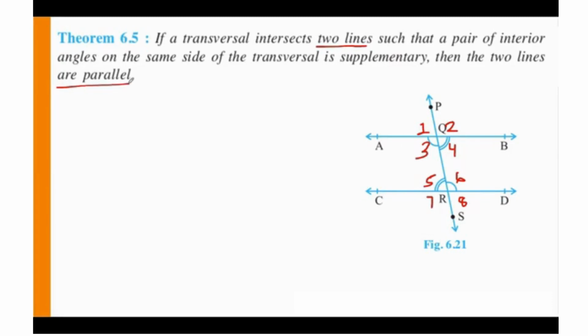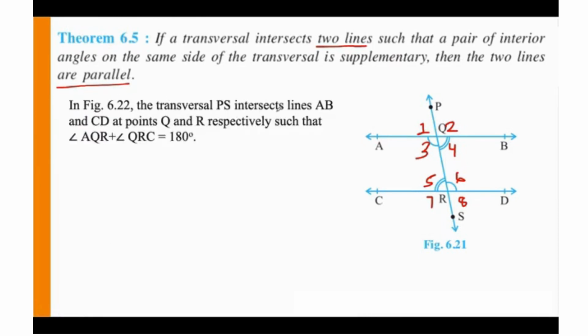So we are proving the opposite of Theorem 6.4. In this figure, the transversal PS intersects AB and CD at Q and R respectively, such that angle AQR, that is angle 3, and angle QRC, that is angle 5, add up to 180 degrees. This is given to us in the question. But what we need to prove is that AB and CD are parallel. If their addition is 180 degrees, then the lines are parallel. That's what we need to prove.